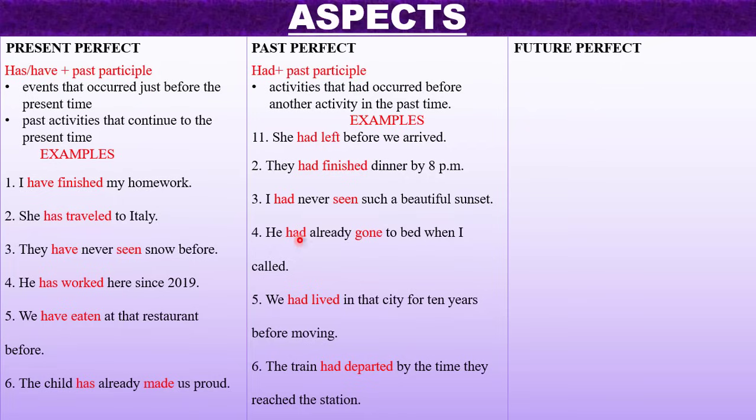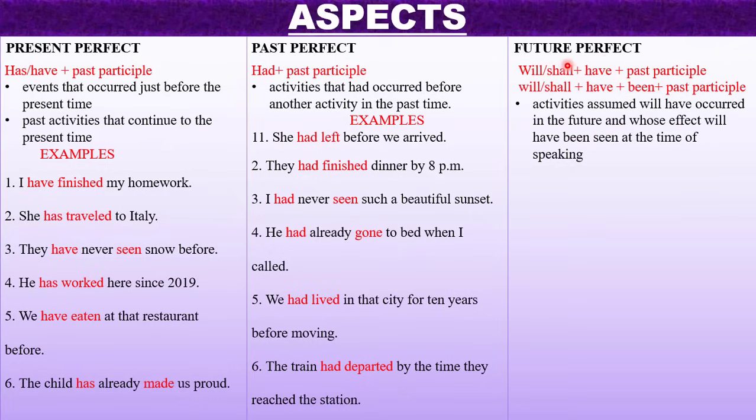So when you are determining the aspect, don't look at the form of the verb in the subordinate clause. Look at the form of the verb in the main clause. Had gone. Past perfect. We had lived in that city for 10 years before moving. So had lived. Past perfect. The train had departed by the time they reached the station. Had departed. Past perfect. What about the future perfect?